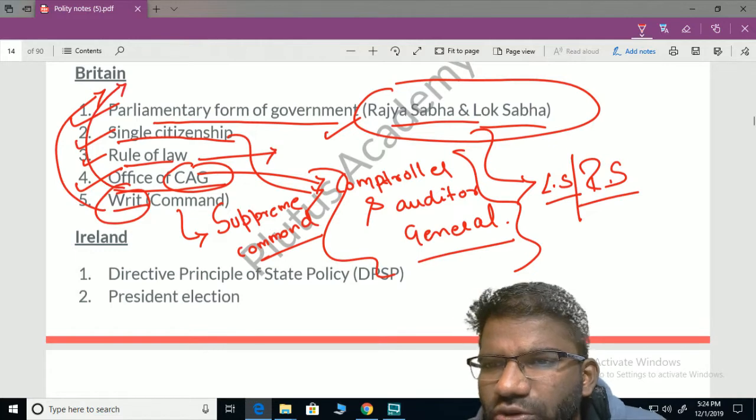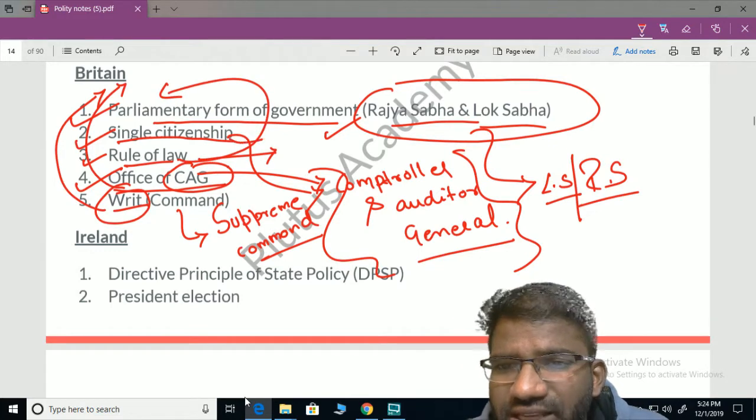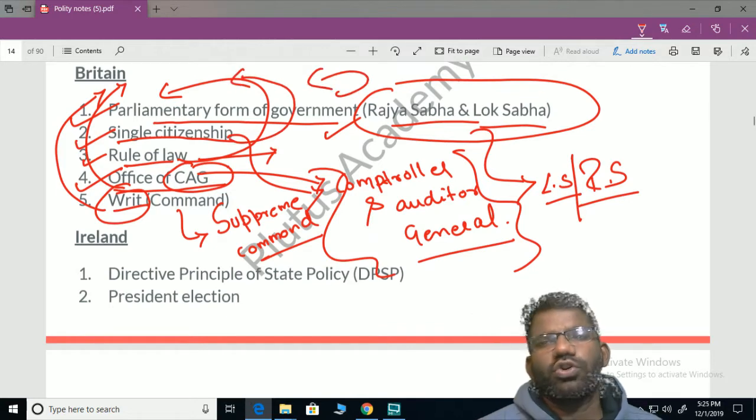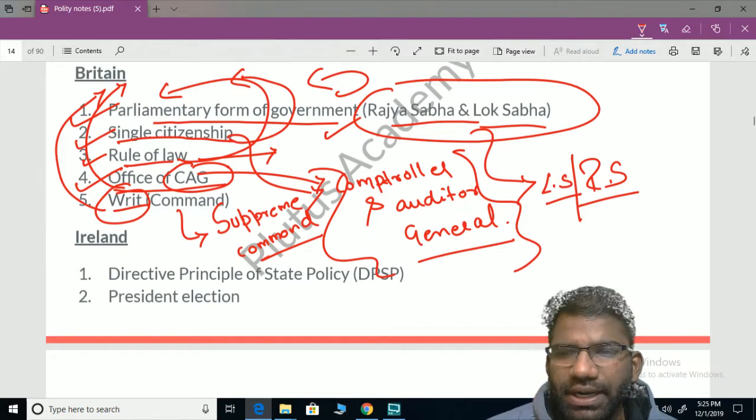Office of CAG also was taken from the Constitution of Britain. Rule of law was taken from the Constitution of Britain. Single citizenship was taken from the Constitution of Britain. And the parliamentary form of government was also taken from the Constitution of Britain.